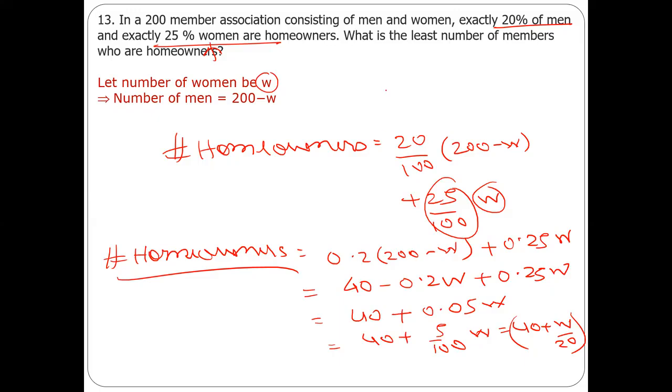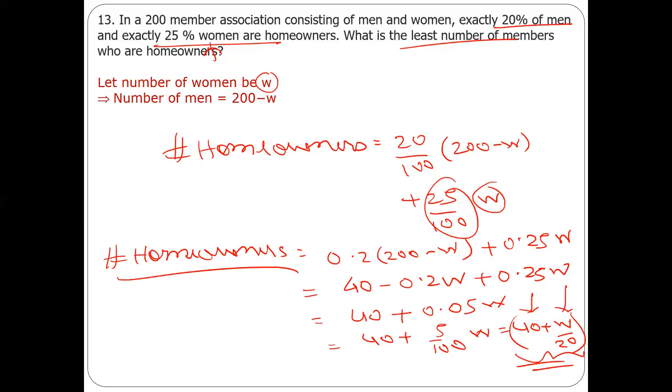What do we have to find out? Least number. So do you agree that we have to minimize this value, right? Least number. Now this is my big question for you. When will this be minimum? Obviously, we cannot do anything about 40, correct? So this will be minimum, obviously, when W is minimum, right? Can you tell me what can be the minimum value of W?